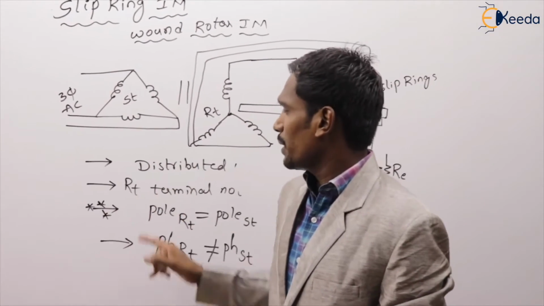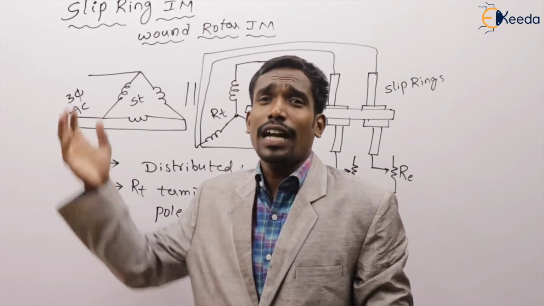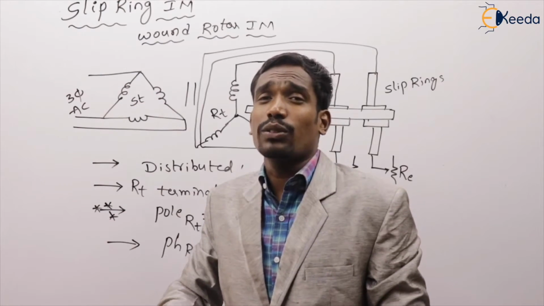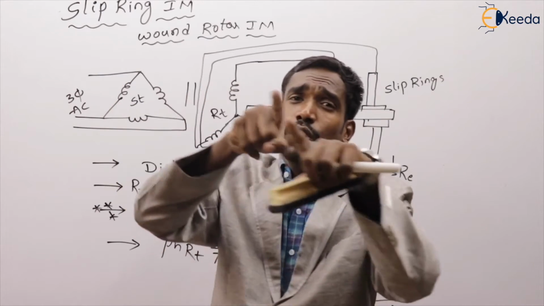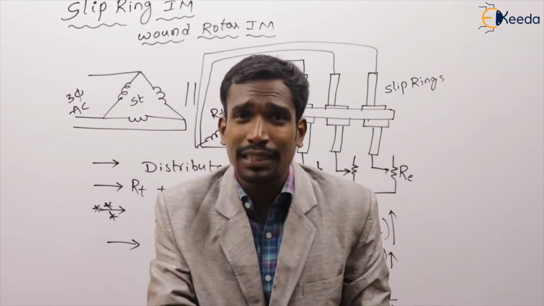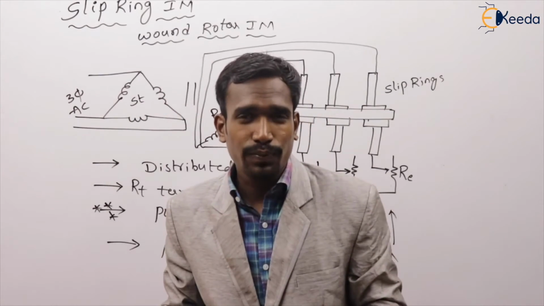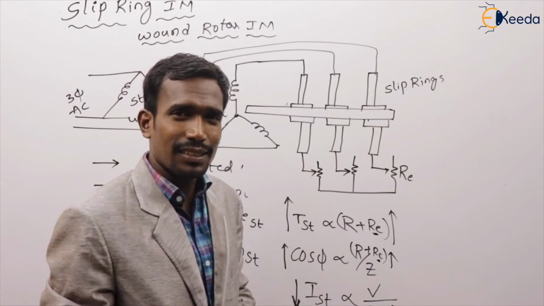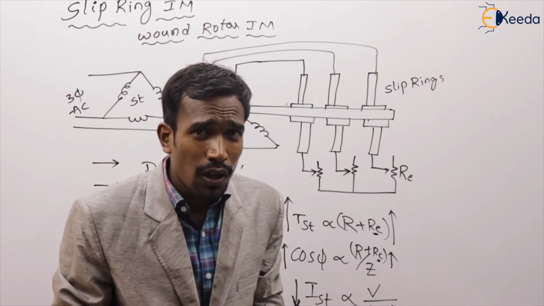Generally, in a slip ring induction machine, the rotor terminals are not short circuited. Rotor terminals are connected to the slip rings, connected to the extra resistance RE, which is in series to the rotor circuit. We are adding extra resistance through the slip rings in series to the rotor circuit, because starting torque is directly proportional to rotor resistance, and power factor is directly proportional to rotor resistance. Yes or no? Yes, sir.